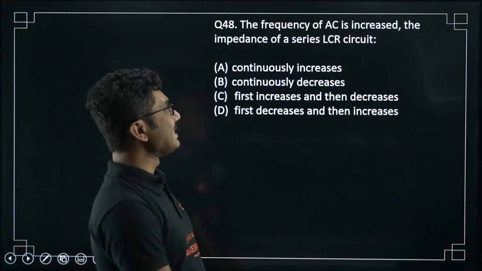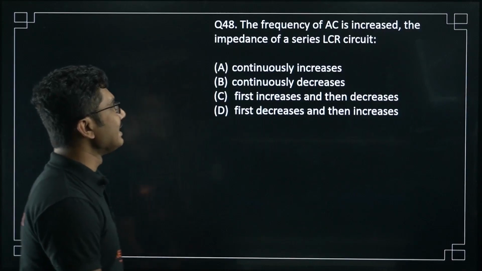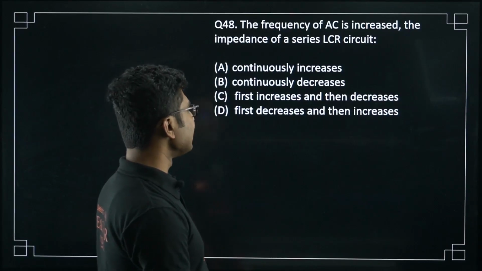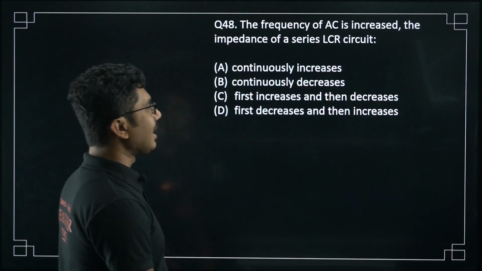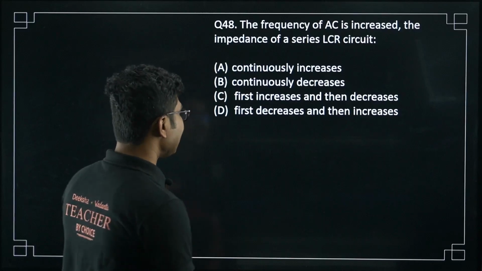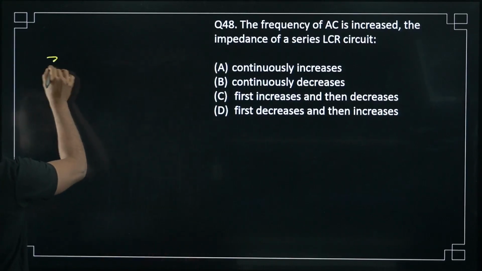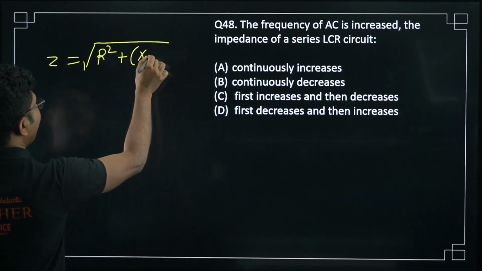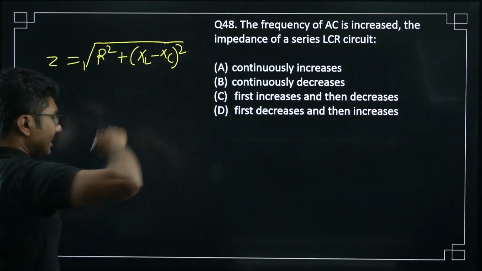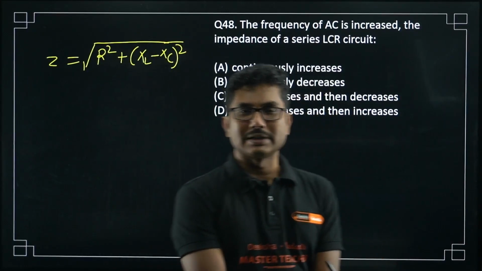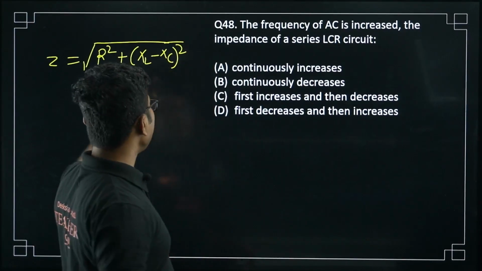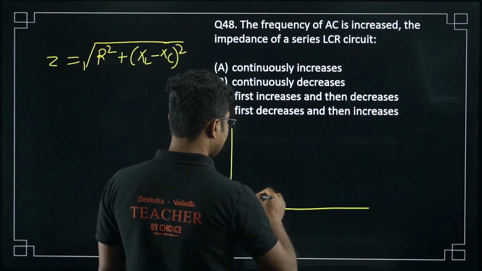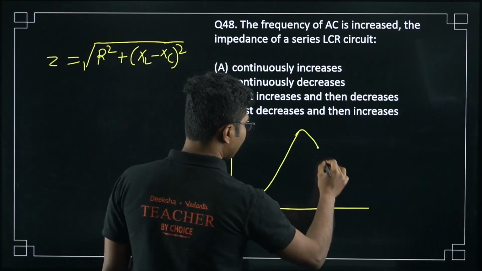The frequency of AC is increased. The impedance of the series LCR circuit continuously increases, continuously decreases, first increases and then decreases, or first decreases and then increases. So what is impedance? Impedance is the square root of R square plus (XL minus XC) whole square. Now if you start increasing the frequency, say from 0, slowly the impedance decreases. Impedance decreases because current in the circuit increases. Current in the circuit increases, then it becomes maximum, then it reduces.